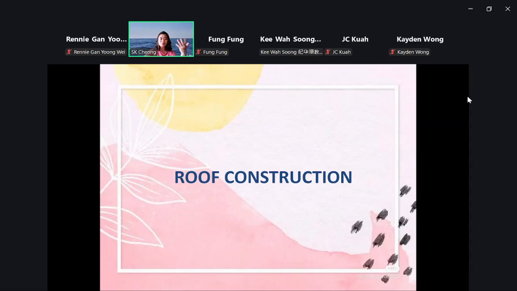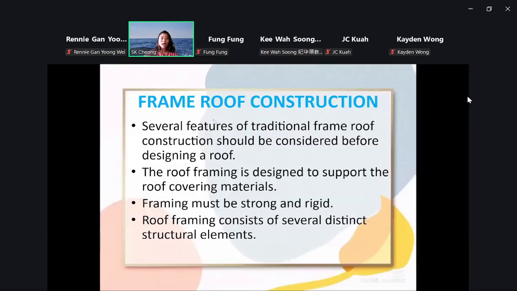So how to construct a roof? Types of roof we have are many, including mixed roof type, right? So how to construct a roof? Several features of traditional frame roof construction should be considered before designing a roof. The roof framing is designed to support the roof covering, right? So the framing must be strong and rigid.